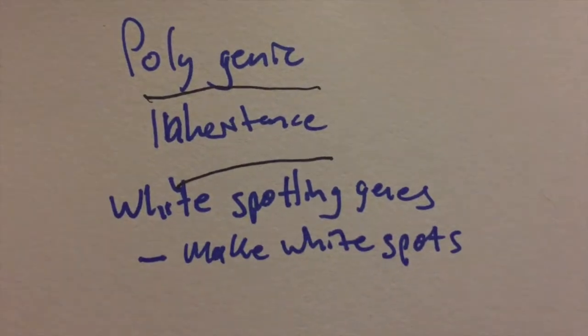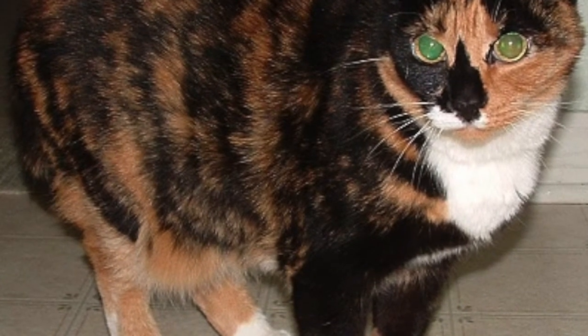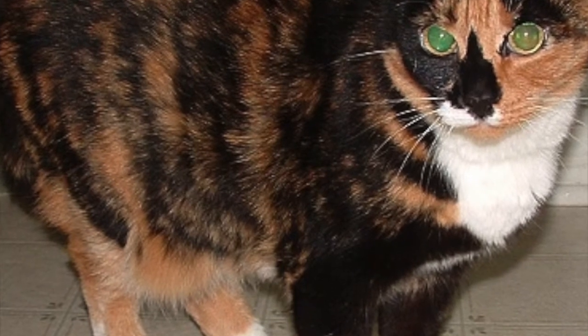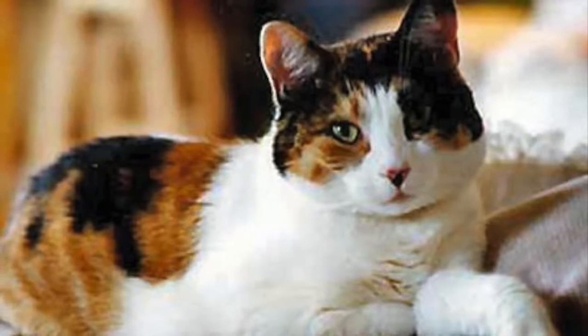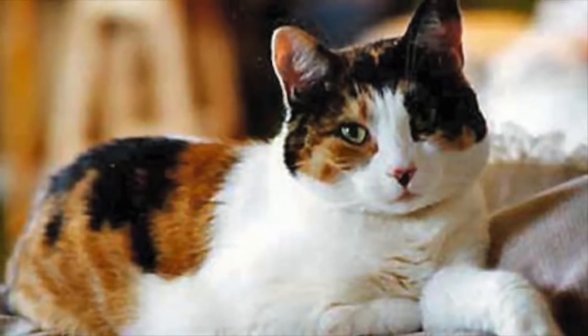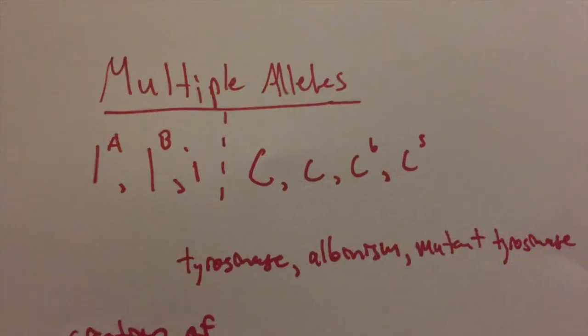So, for example, this first cat has not that much white. It's a calico tortoiseshell with white genes. This next calico has a lot more because it has more white spotting genes than the last one. Next we'll talk about multiple alleles.